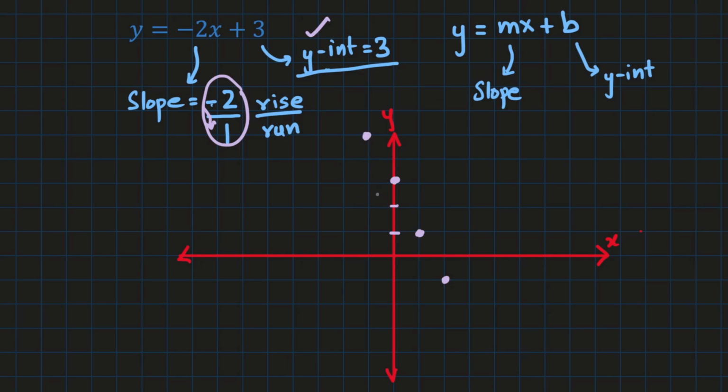Now you can see we have enough points. If I join all these points, I will get a straight line, and that straight line represents the equation that was given to us. So I just graphed the equation y equals -2x plus 3. Now let's take a look at another example.